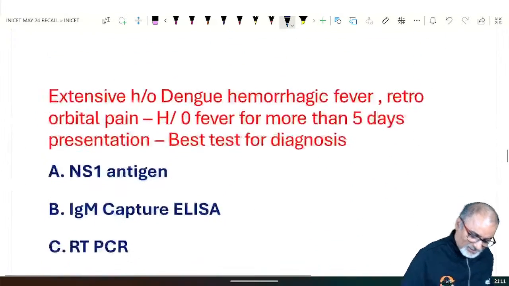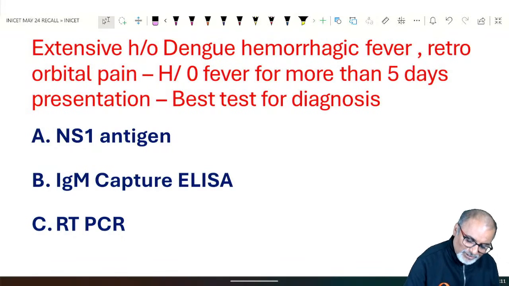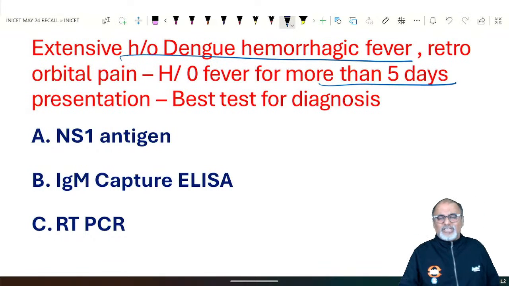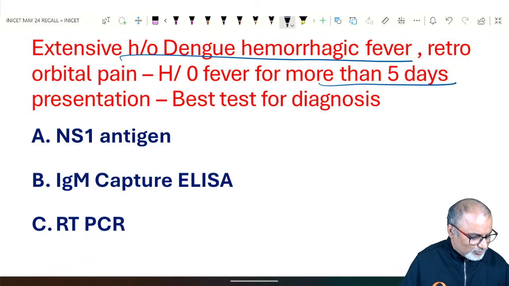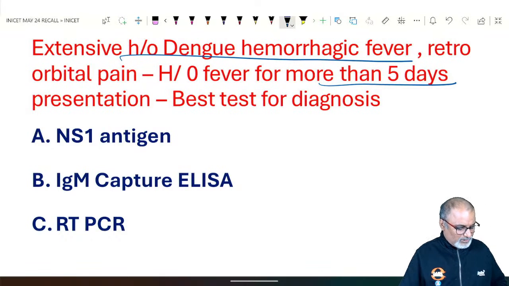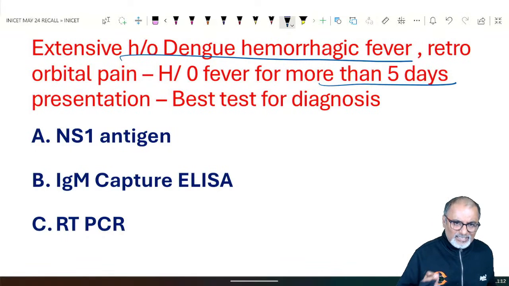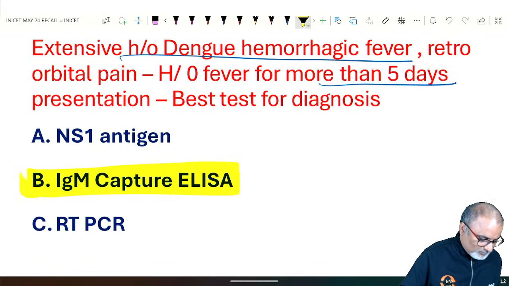Okay, next is, yes, this is another question. This confusion is there. Extensive history of dengue hemorrhagic fever, retroorbital pain, history of fever, and some people say rash also, and history of more than 5 days, because in dengue hemorrhagic fever, hemorrhagic fever has already started. Okay, dengue fever, hemorrhagic fever, final stage is dengue shock syndrome. Fever, hemorrhagic fever, dengue shock syndrome. Got it? So for more than 5 days, best you can go for IgM capture ELISA. ELISA was there, yes.